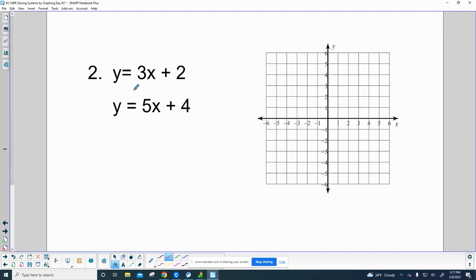You notice on these two, you actually have different slopes and different y-intercepts. So that means they're going to have one solution. So let's go up. On the first one, we have a y-intercept of 2. On the second one, we have a y-intercept of 4. So let's go back to the first one. We have to go up 1, 2, 3, and over 1. On the other one, we have to go up 5 and over 1, or down 1, 2, 3, 4, 5, and back 1.